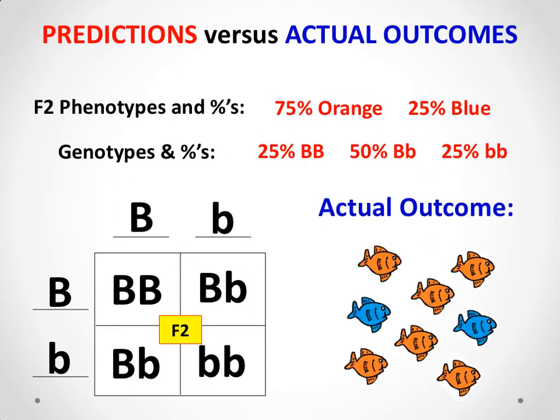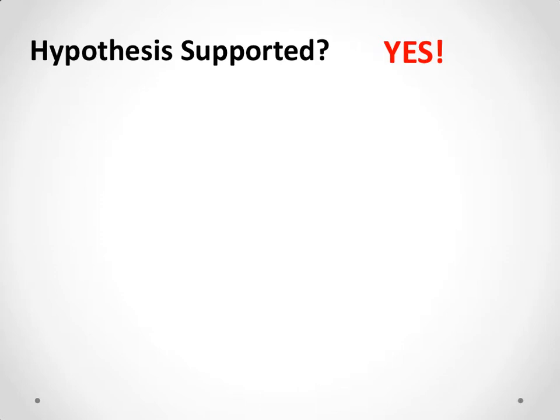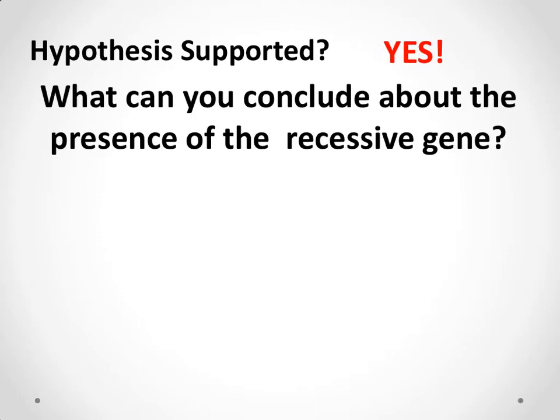Our actual results show that 6 out of 8 fish are orange and 2 out of 8 fish are actually blue. This also means that 25% of the fish, or 2 out of the 8, should be homozygous dominant, and 50%, which is 4 out of 8, should be heterozygous. The last 25% should be homozygous recessive, which would be these blue fish. Was our hypothesis supported? Yes, it was. What can we conclude about the presence of the recessive gene in the F1 generation? Well, you tell me. Pause the video, write down a formalized conclusion, and then compare yours to mine.